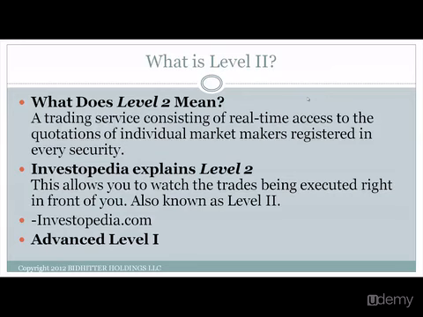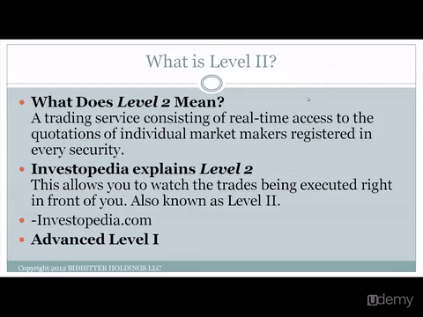What is level 1? The level 1 is a trading service that consists of real-time bid-ask quotes for securities trading on the stock market. This is from Investopedia.com. It pretty much shows you the real-time quotes. It doesn't show you the depth or the advanced version of it, but it just shows you the very basic last quote and the real-time bid and ask or offer.